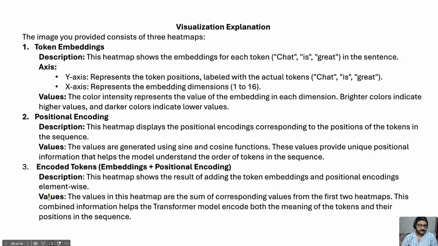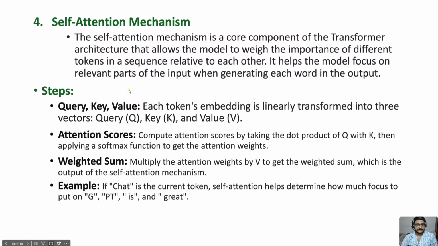Let me move to the next layer. The fourth layer here is the self attention mechanism, for which I gave you the example of book reading. The self attention mechanism is a core component of the transformer architecture that allows the model to weight the importance of different tokens in a sequence relative to each other. It helps the model focus on the relevant parts of the input when generating each word in the output.